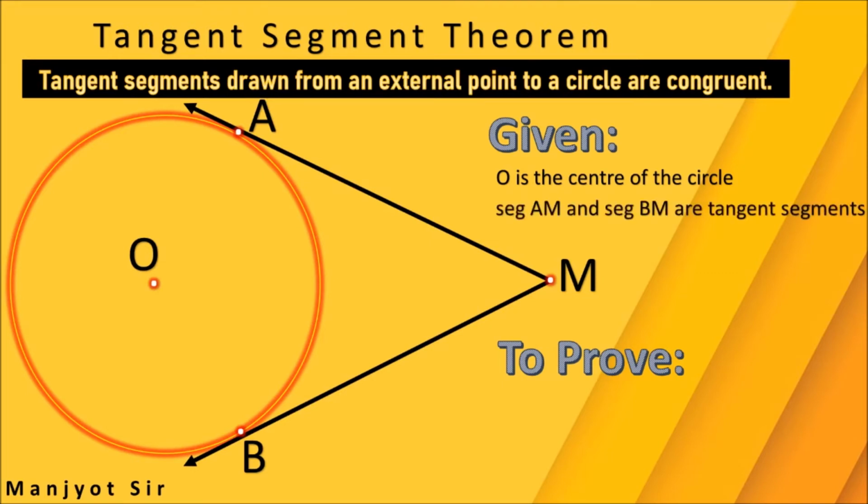I hope everyone is clear with the term tangent segments. Now let's understand what this theorem says. Let's read that statement one more time. It says tangent segments drawn from an external point to a circle are congruent.